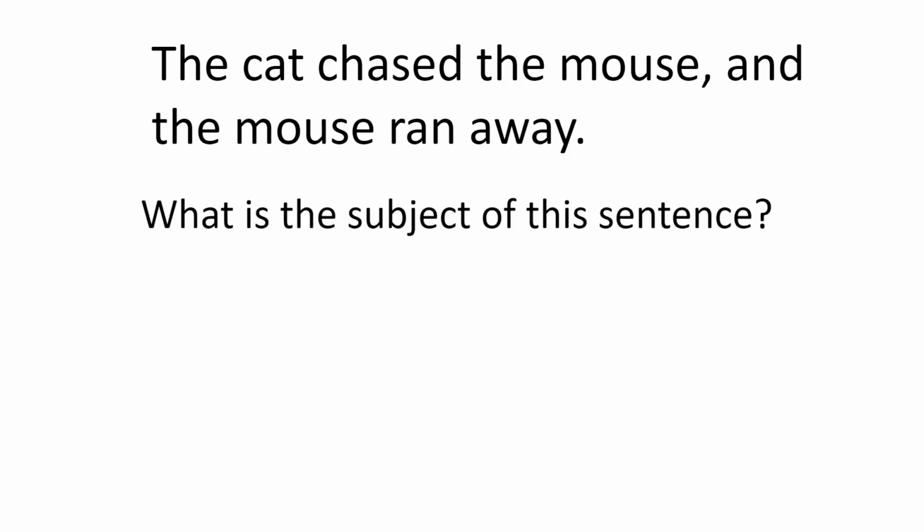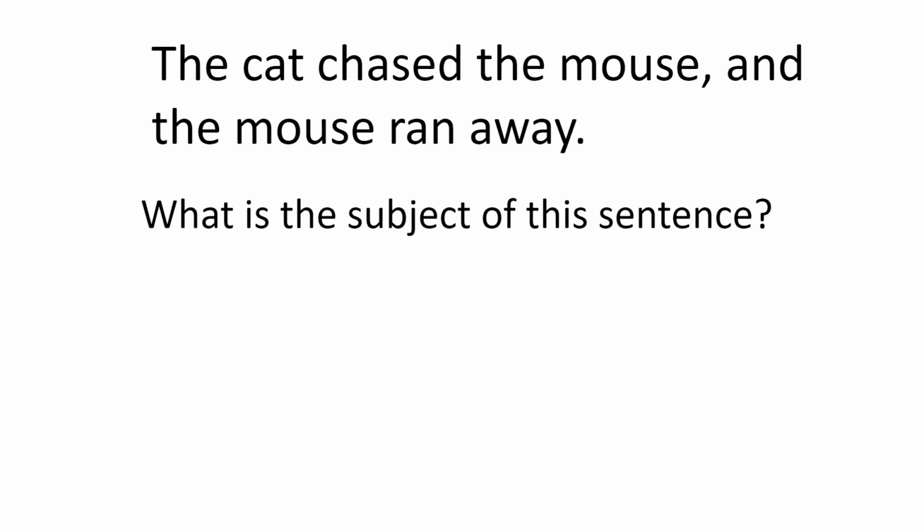The cat chased the mouse and the mouse ran away. What is the subject of this sentence? You might be confused by this because here we have cat, which is doing chasing, and we have the mouse, which is doing running. The cat chased and the mouse ran. So you're saying, well, this is a subject, seemingly, and this is a subject. How can the sentence have two subjects? Well, the answer is because it can.